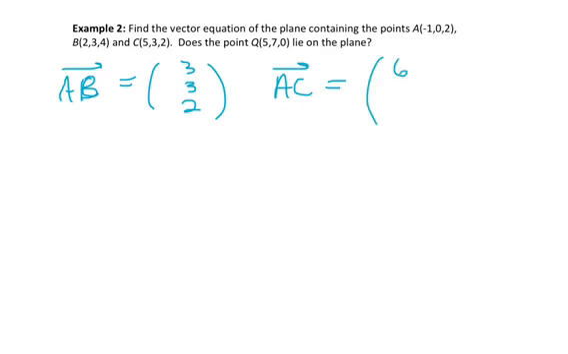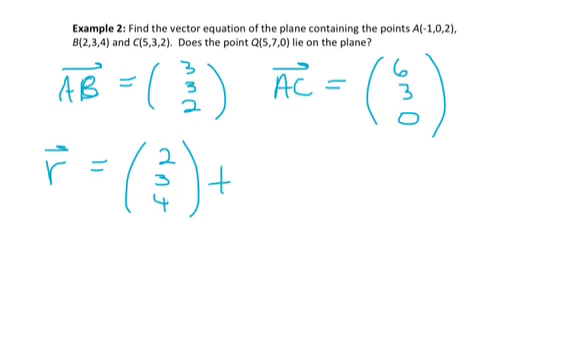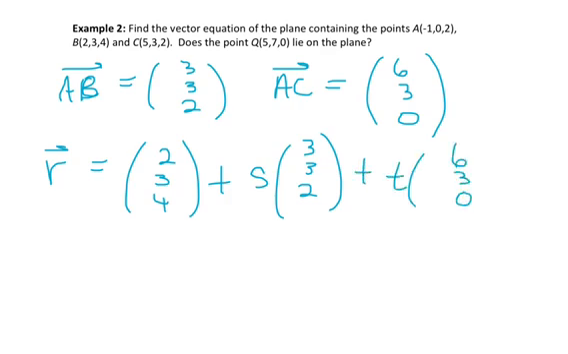So that's going to be up 6, up 3, and, I don't know, a third dimension of 0. So now the equation of my vector is going to be our initial point. I can pick any one of those points. I'm going to go with 2, 3, 4, just because. And then a scalar of one direction and a scalar of the other direction.